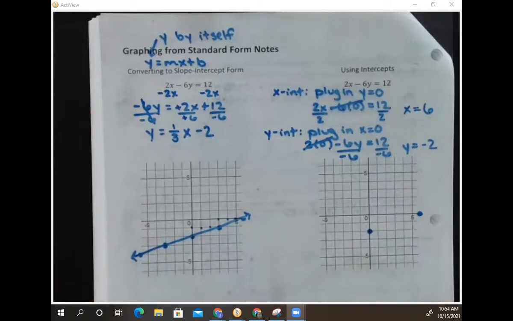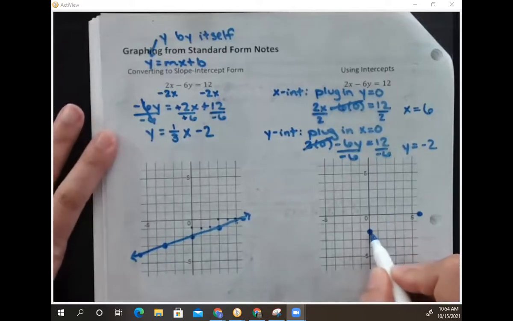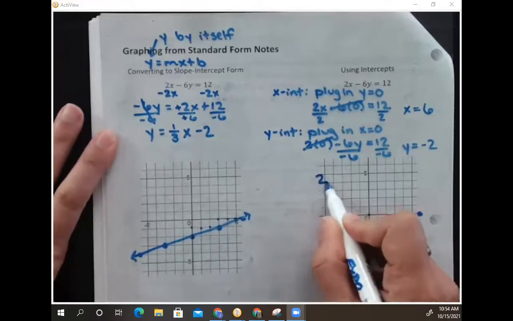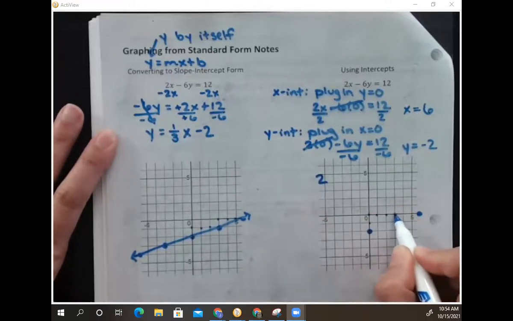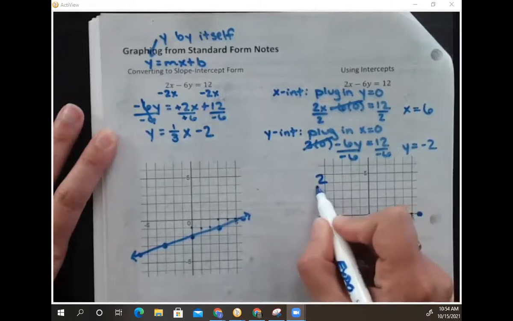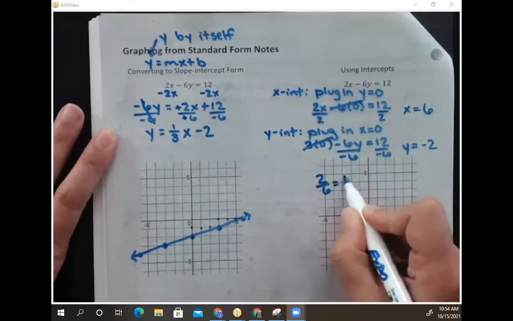I have asked you guys to always give me 3 points for a graph. We have 2 right now. To find the third, I'm going to figure out the slope. Okay. So I'm going up 2 and over 1, 2, 3, 4, 5, 6. 2 over 6 I can reduce to 1/3.